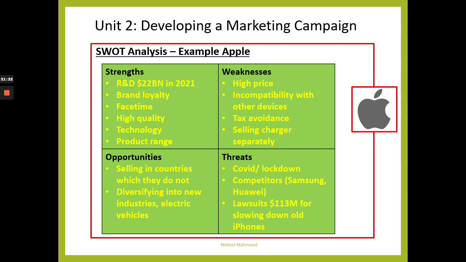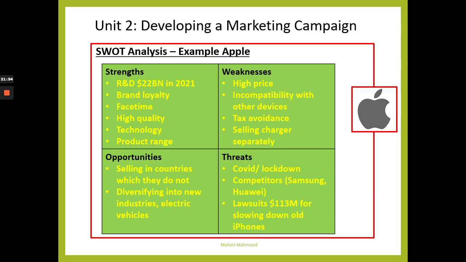Okay, if we're looking at weaknesses now, their high price could be seen as a weakness. It's such a high price; it puts some people off. So that's a weakness. It definitely puts me off. Incompatibility with other devices. So Apple, sometimes you can't really use Apple with other devices. How can we describe Apple? It's a bit of a selfish company because they only like to mix with themselves.